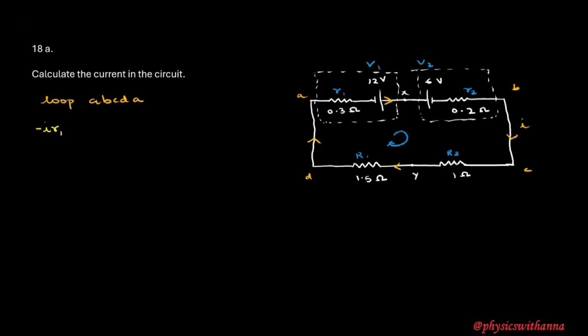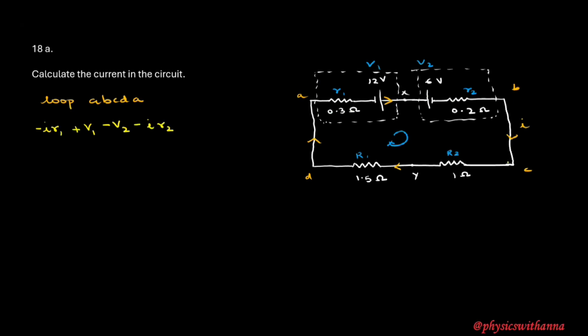Then I am entering negative terminal of the battery. Whenever you enter the negative terminal of battery, you take the voltage drop across the battery to be positive. Then I move on and enter positive terminal of the second battery. So in this situation, this will become negative. Then for R2, we are again going in the same direction as current. So voltage drop across R2 will be negative. So minus I times R2.